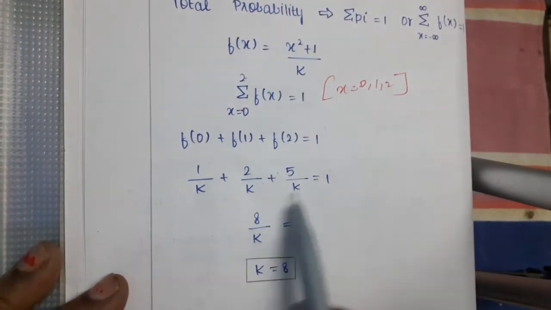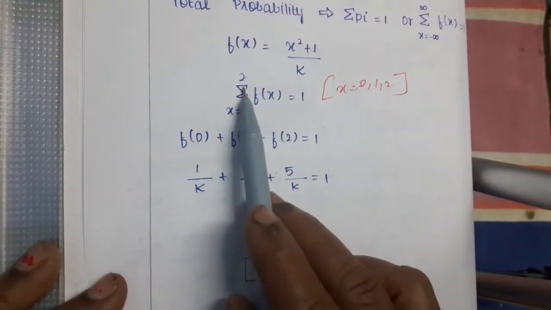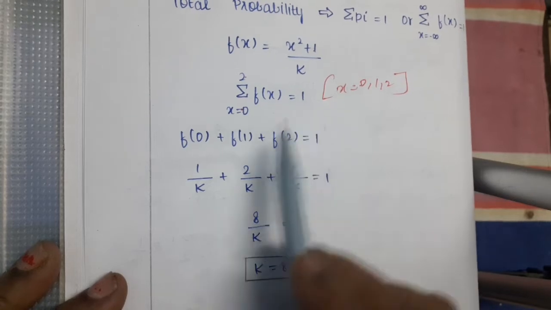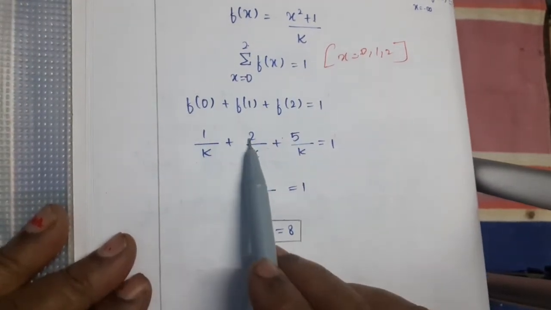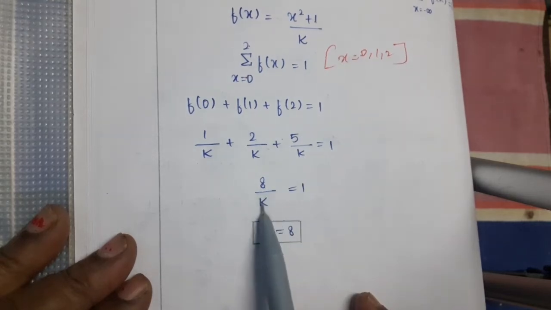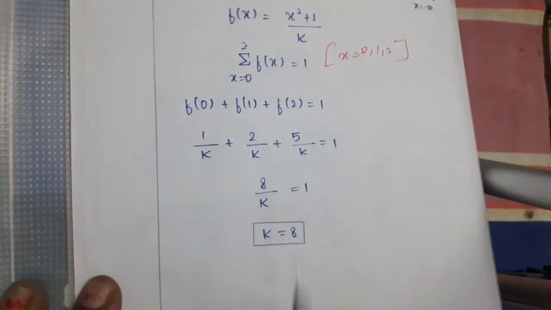The total value equals 1 because summation of f(x) for x equal to 0 to 2 is 1. You substitute the values. The denominator is the same, so 1 plus 2 is 3, 3 plus 5 is 8. 8 by k equals 1, or k equals 8. First we find the value for k.